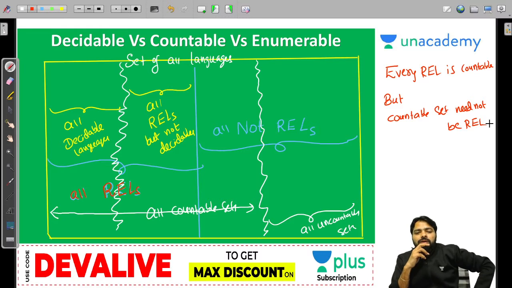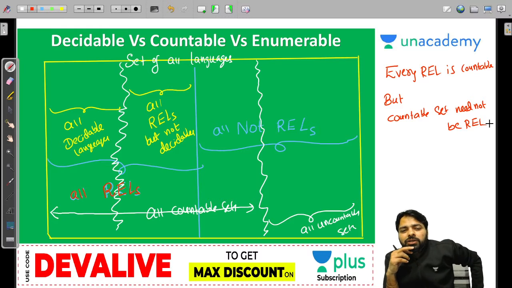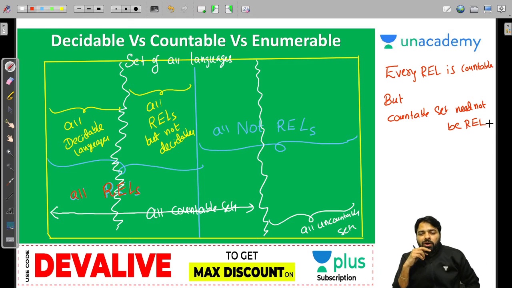A countable set doesn't mean that you have an algorithm or program. Remember that. So this is the most important relation between decidable, countable, enumerable, undecidable, uncountable, and not enumerable.